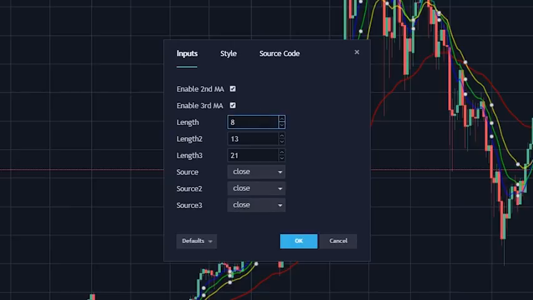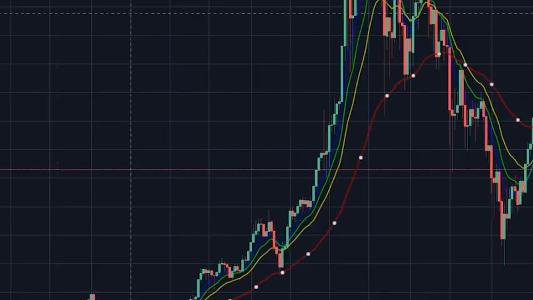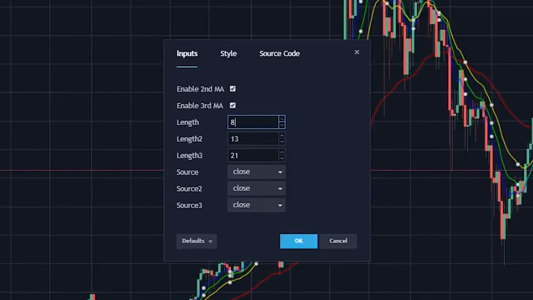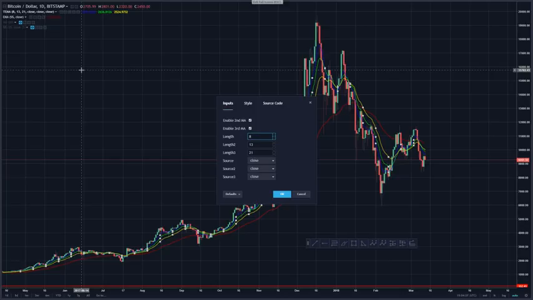Why did I choose 8, 13, 21, and then over here on this other, the fourth EMA, 55? Why did I choose those? Very, very simple. Those are numbers in the Fibonacci sequence. Those are all numbers in the Fibonacci sequence, and I happen to really enjoy the Fibonacci sequence in trading. So 8, 13, 21, and 55.